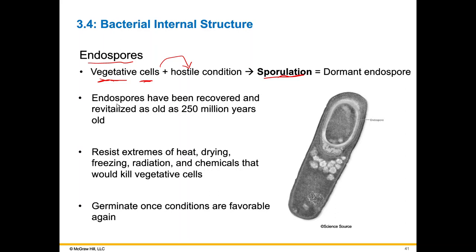Interestingly, this can protect the bacteria for many, many years. Endospores have been recovered and revitalized. We put these bacteria in nice conditions, and they were able to be revitalized as old as 250 million years. That is insane, but really cool. These endospores resist extreme heat, drying, freezing, radiation, and any other chemicals that would normally kill the vegetative cell. So it's almost like this bacteria just throws on a coat of armor and hangs out until it's safe.